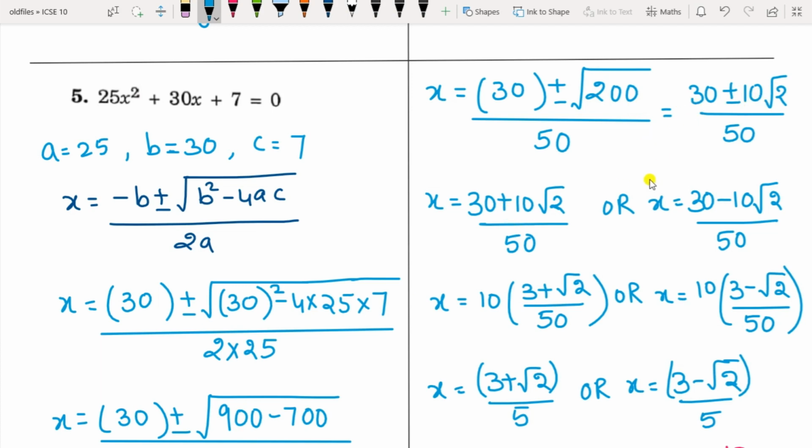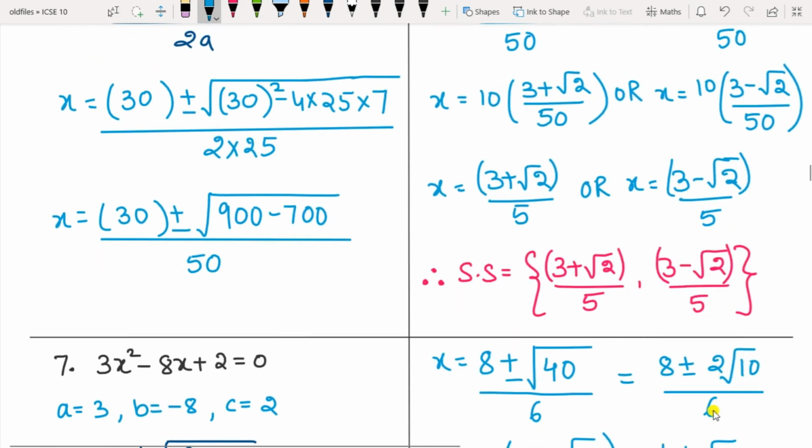Split these roots. One is plus and another is minus here. So 30 plus 10 root 2 upon 50, and 30 minus 10 root 2 upon 50. Take out 10 common from the numerator. Okay, so it will be 3 plus under root 2 by 50, and this will be 10, 3 minus under root 2 upon 50. Now 0, 0 will be cancelled. So 3 plus root 2 upon 5 and 3 minus root 2 upon 5 are the roots of this equation.